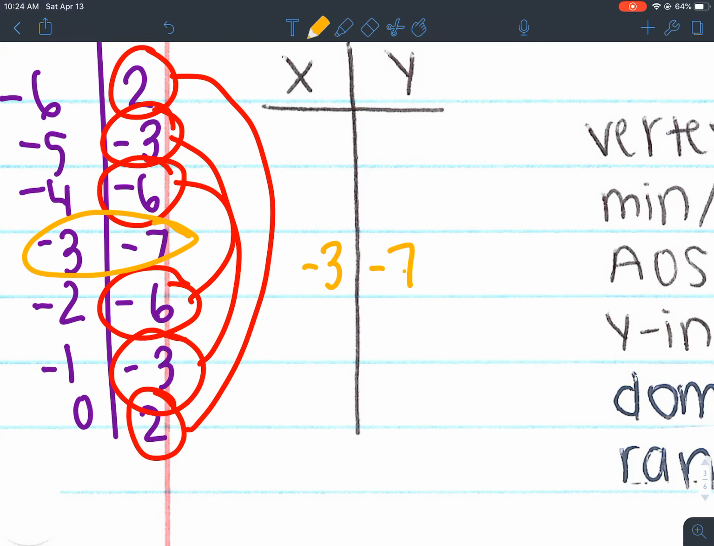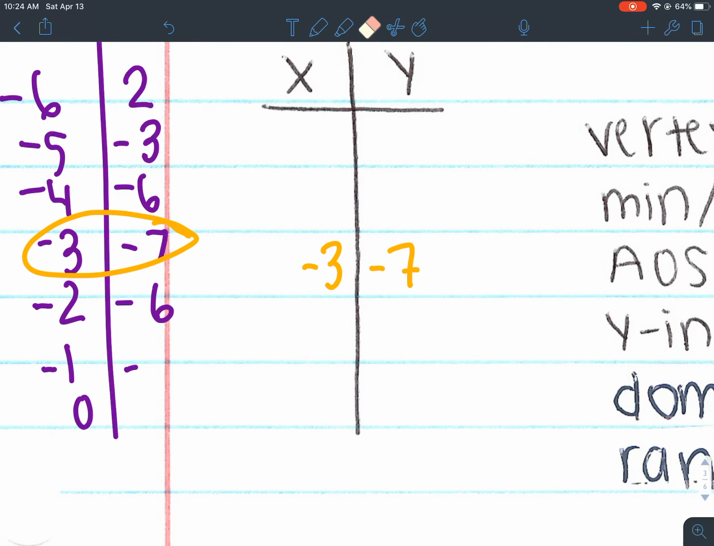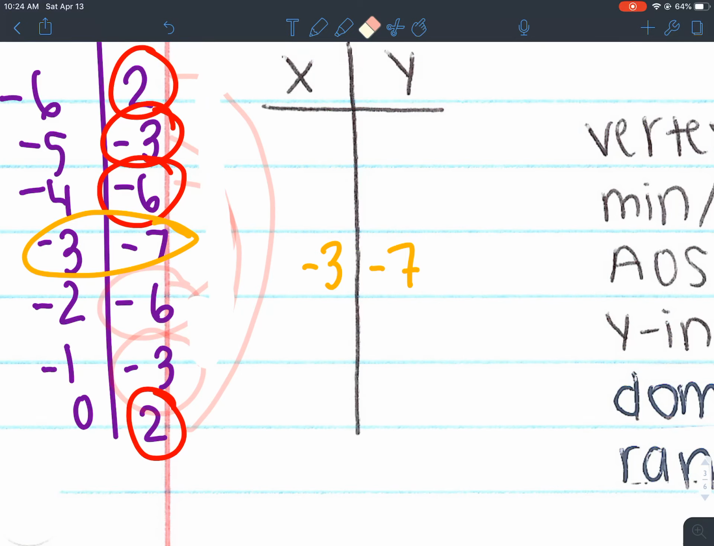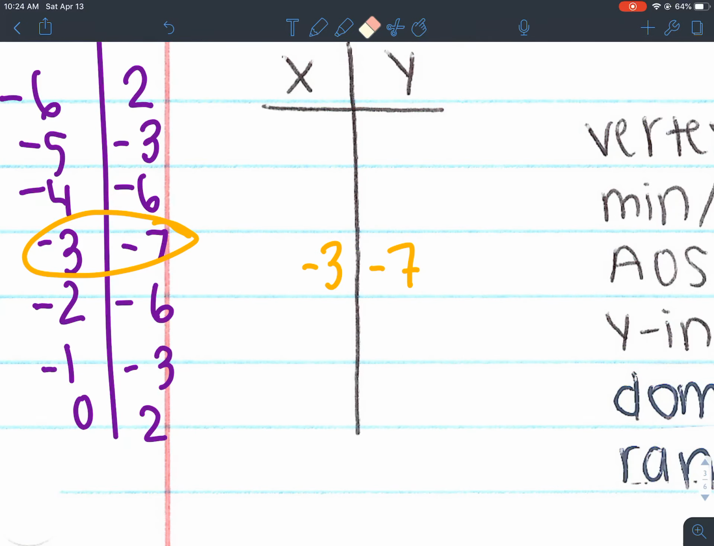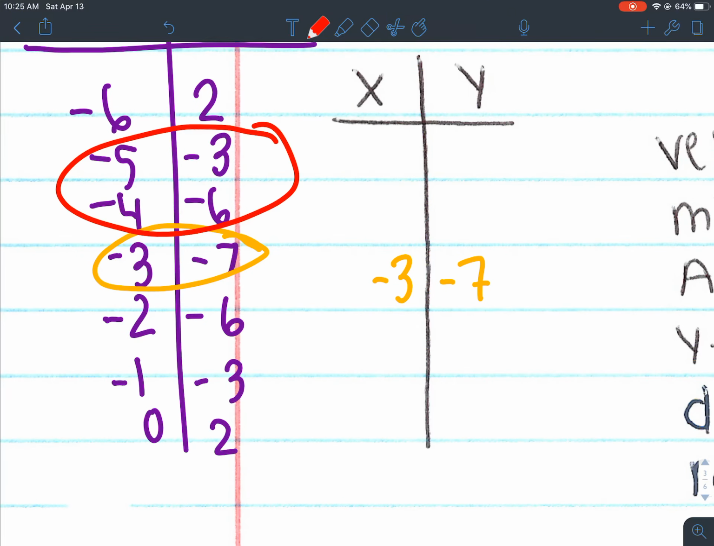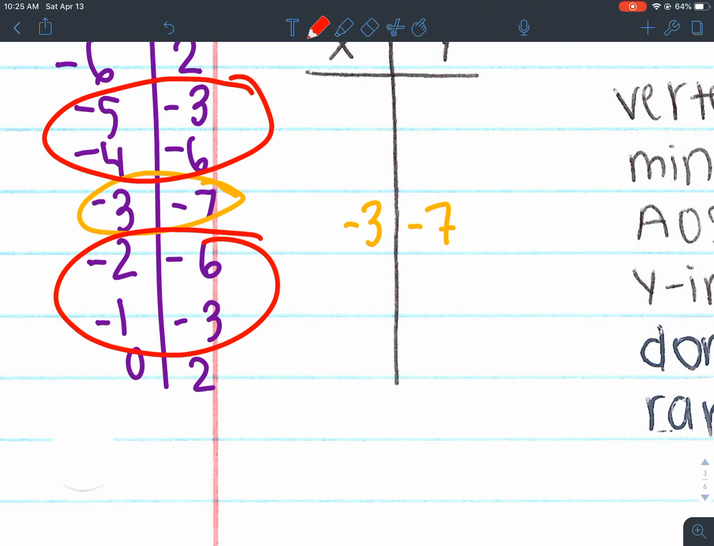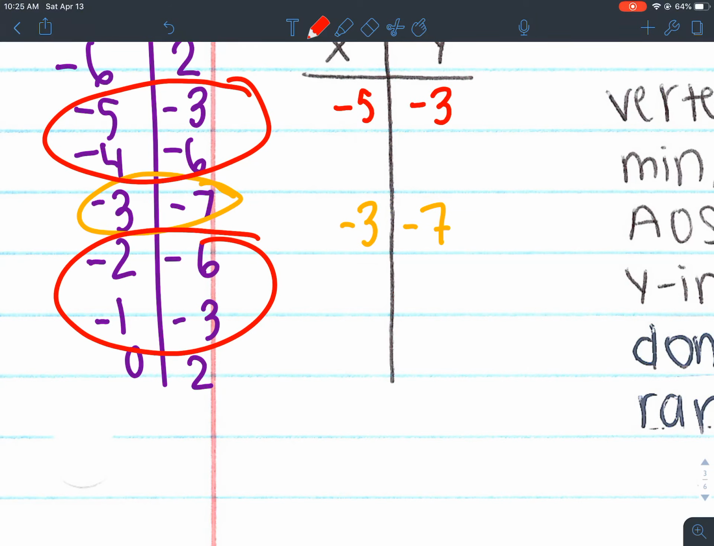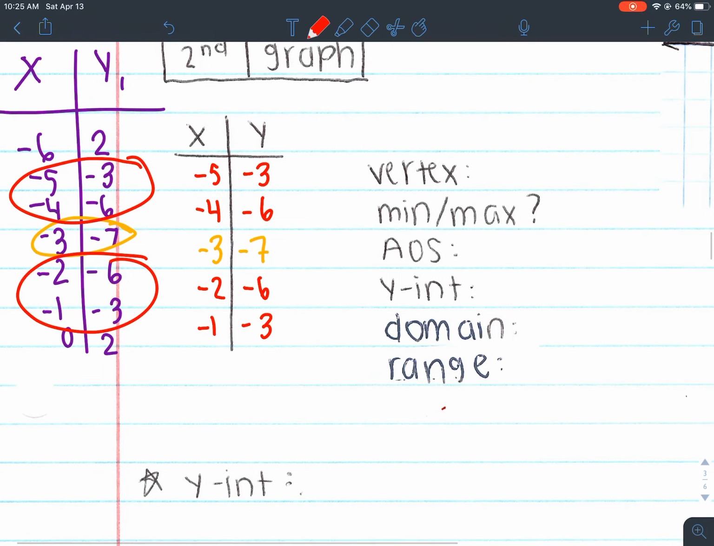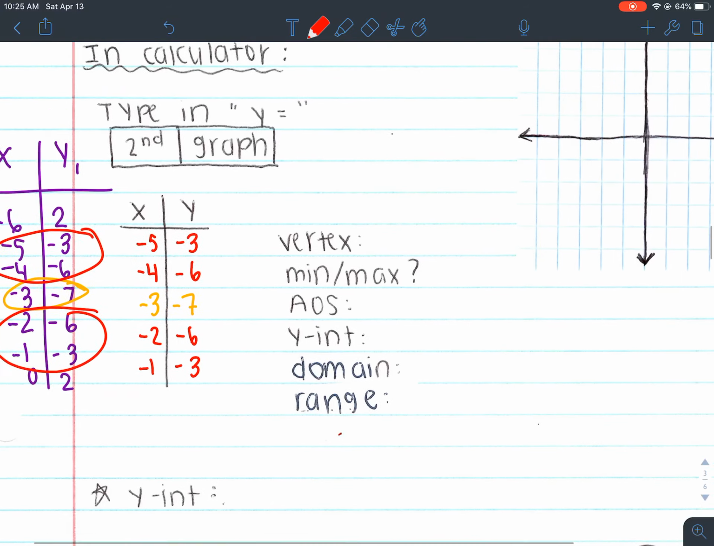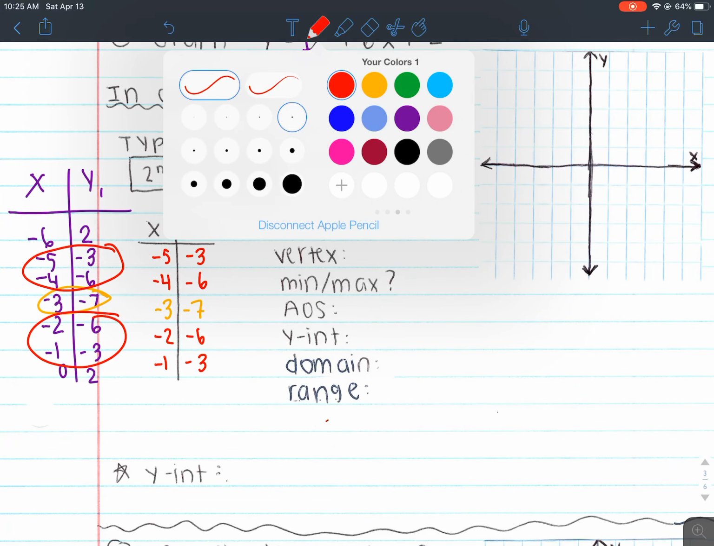That's the number that goes in the middle of your table. It's the one that is not a twin, the one that's single by himself. He goes in the middle, okay? And then you're like, wait, I forgot what to put on the outside, what to put on the other 2 points, okay? That's going to be whatever 2 points are above it and whatever 2 points are below it, okay? So you're going to put -5, -3, -4, -6, -2, -6, -1, -3, okay? Whatever 2 points are sandwiching both sides.